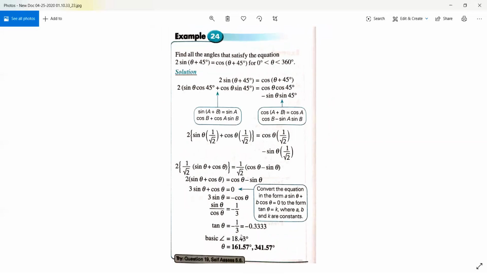Okay, this one is also the same. Find all the angles that satisfy the equation 2 sine theta plus 45 equals cosine theta plus 45, for 0 to theta to 360. Okay, so sine theta plus 45 is actually sine theta cosine 45 plus cosine theta sine 45. And at the back here, cosine theta plus 45 is actually cos theta cos 45 minus sine theta sine 45. Okay, then cos 45 you can get 1 over square root 2. Sine 45 also.